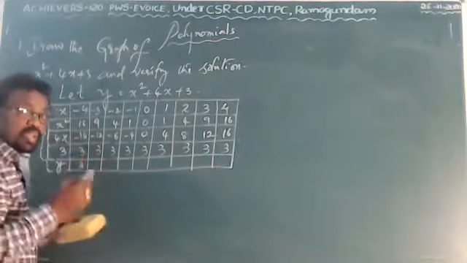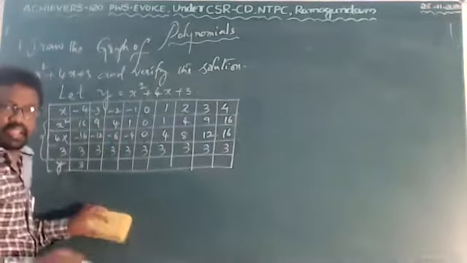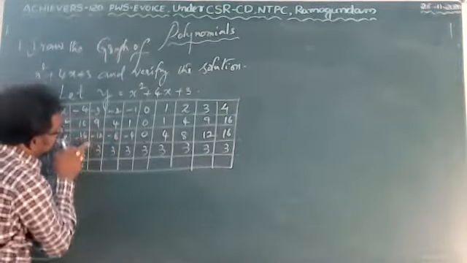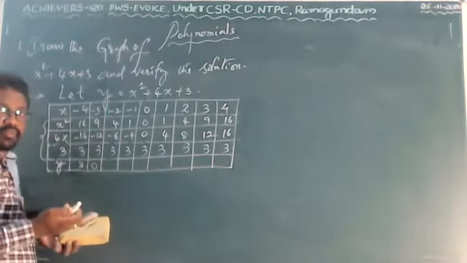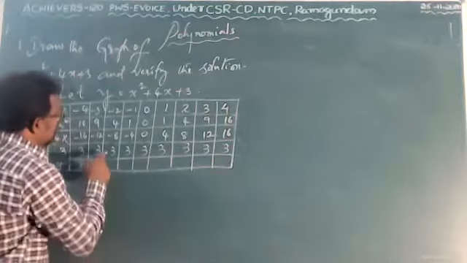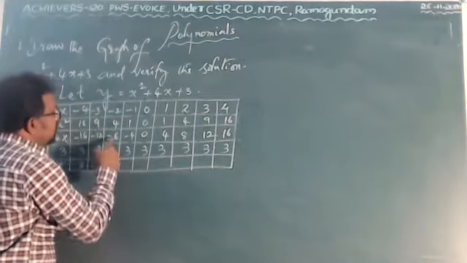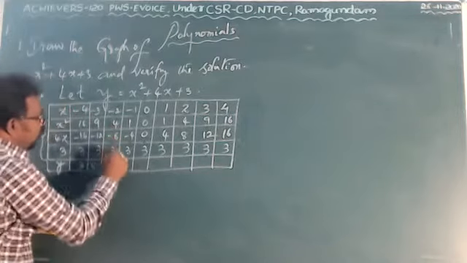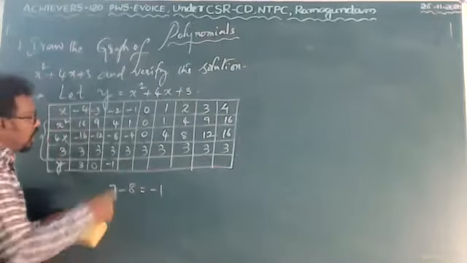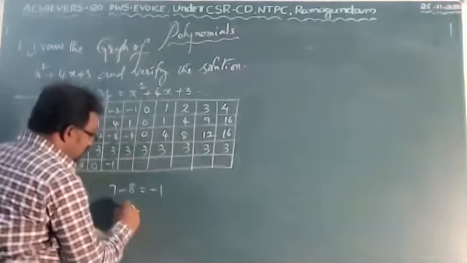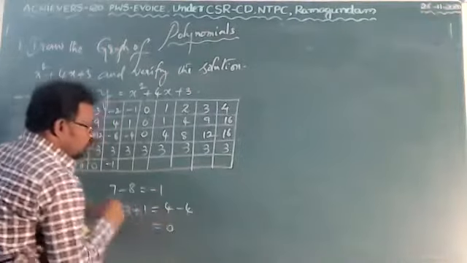9 minus 12. Otherwise, one good idea is to add the positives and subtract. What are the positives? 9 plus 3, 12. 12 minus 12, simple. Add positives. Add these two positives: 4 plus 3, 7. 7 minus 8, minus 1. Add positive: 3 plus 1, 4. Minus 4 is there. 4 minus 4 is 0.